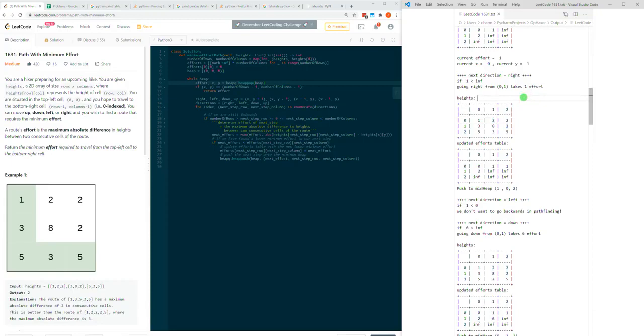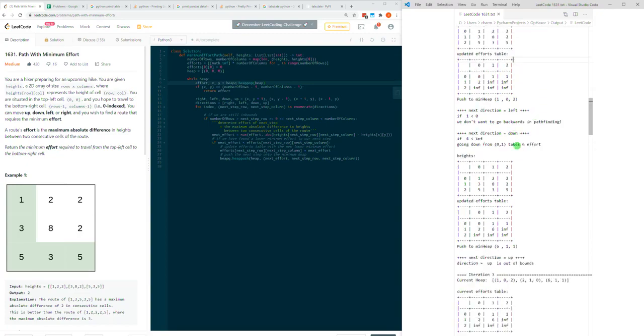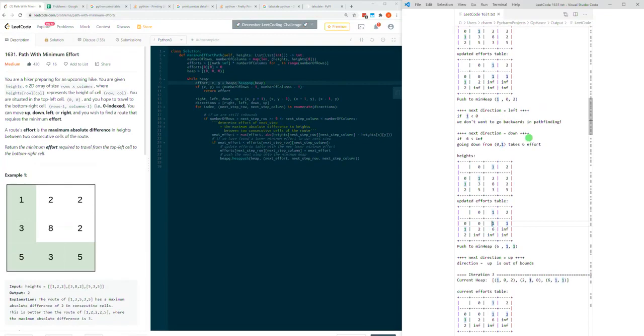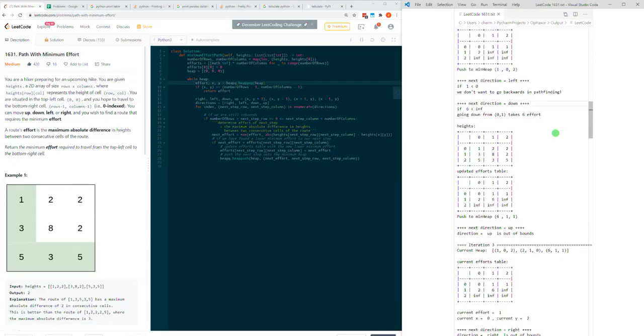So we update that here and we push that to the min heap. Going down from 0, 1 takes an effort of 6, which is less than infinity, so we update the table. Also, when we consider going left, that makes us go backwards in pathfinding, and we're trying to find the minimum path. So going backwards just causes more work, so we don't want to go backwards.